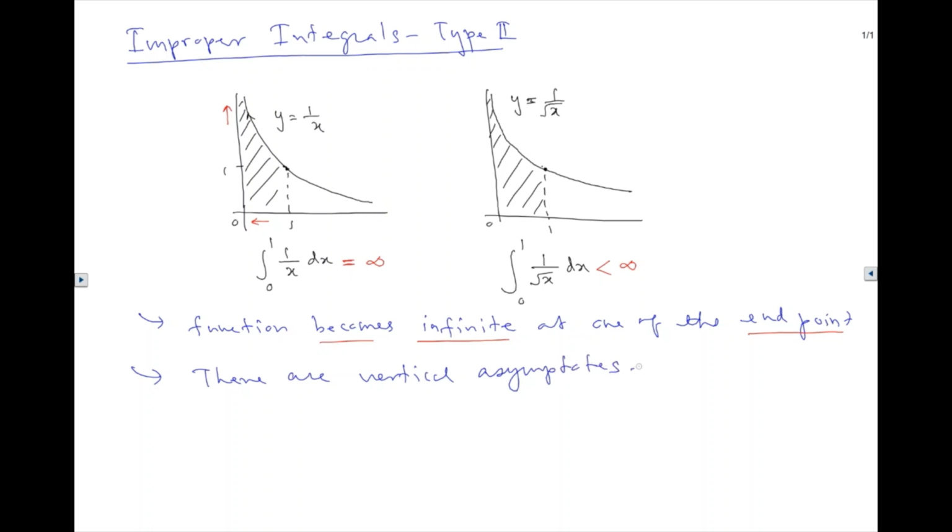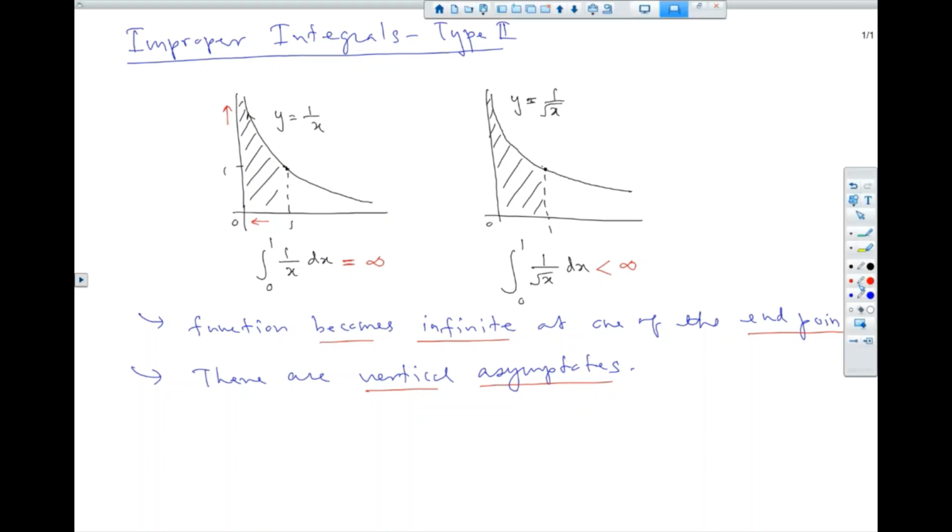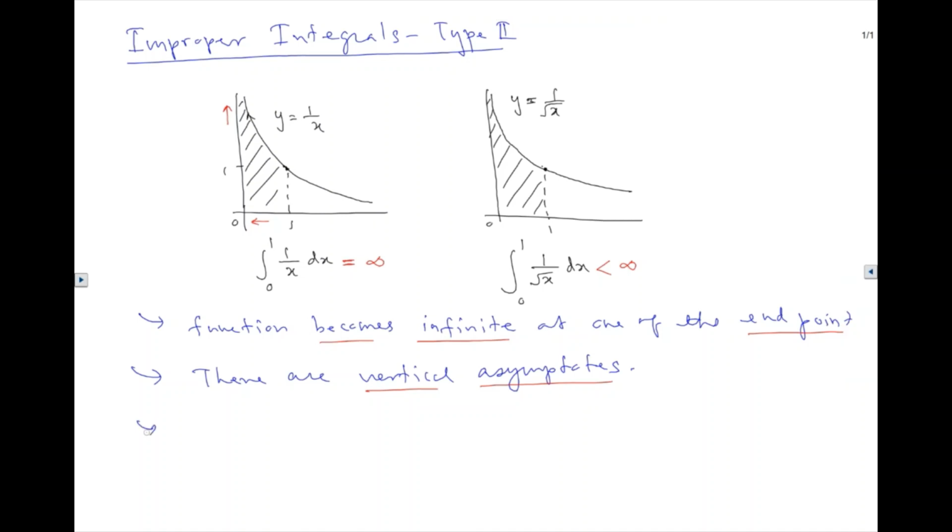So there are vertical asymptotes in this situation, and the result is not obvious. The area can be finite or infinite. It's not an obvious situation, so anything can happen. It can be finite or infinite.